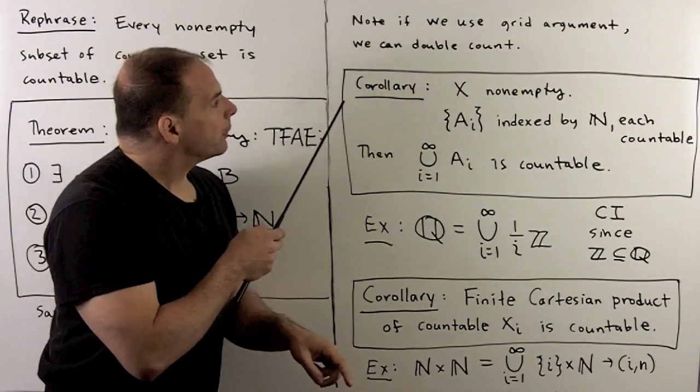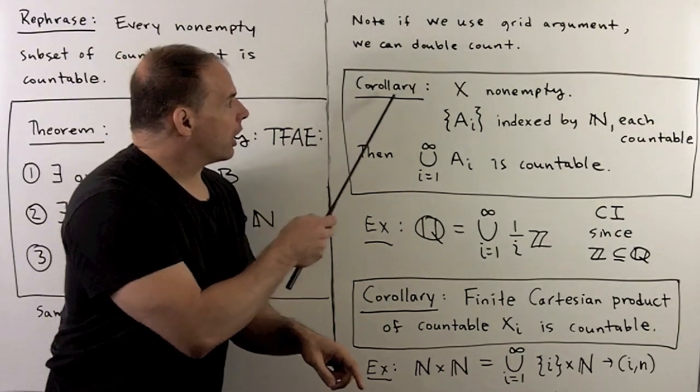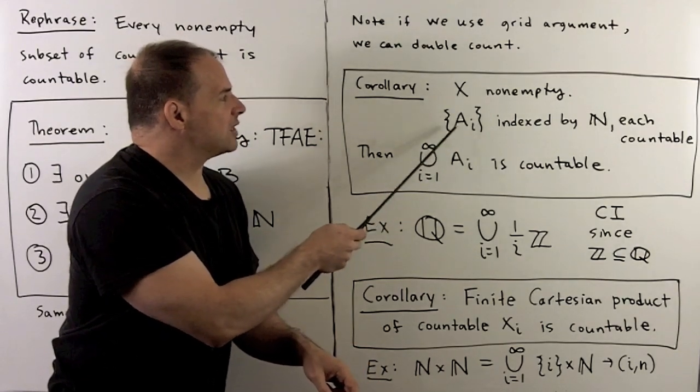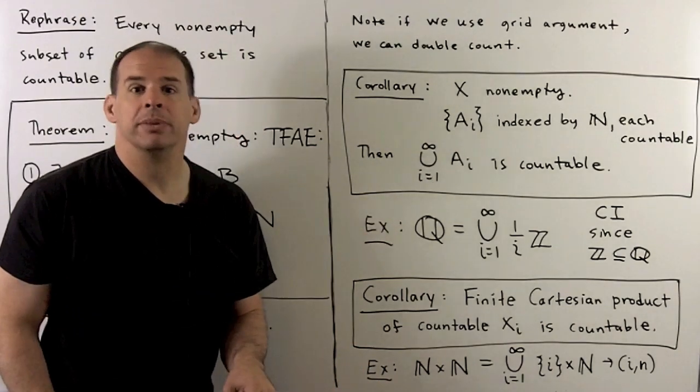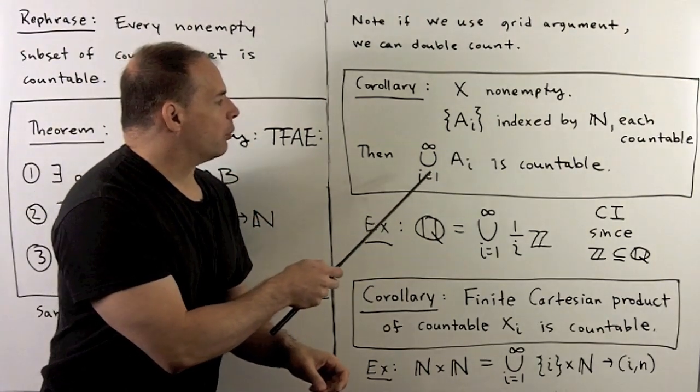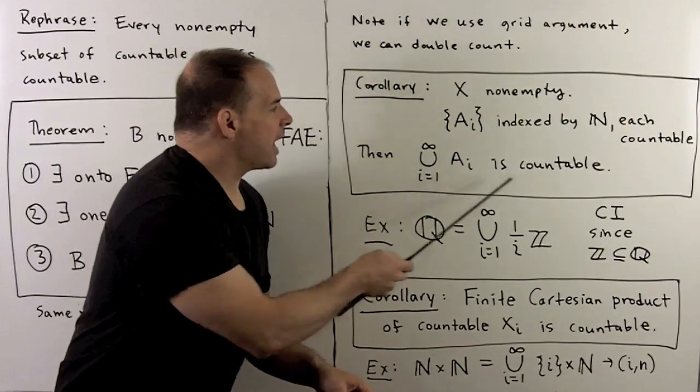Now, let's rephrase that as a corollary. Suppose X is non-empty, and we have a family of subsets, A sub i, indexed by the natural numbers, each countable. Then the union as i goes from 1 to infinity of the A sub i's is a countable set.